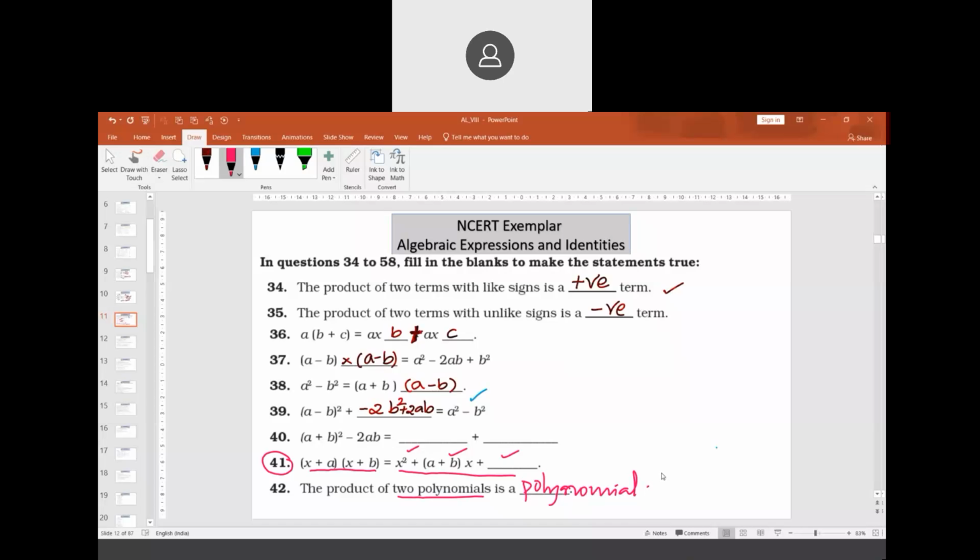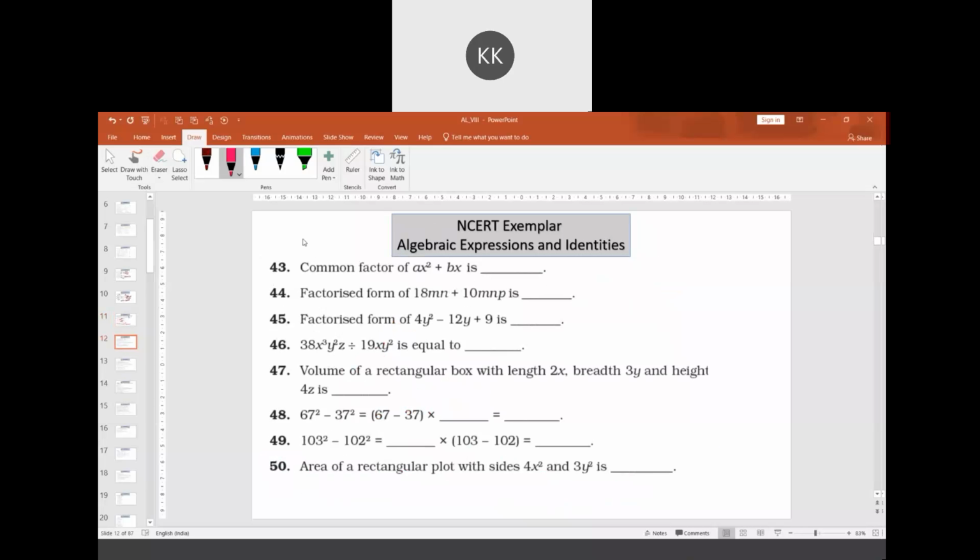The product of two polynomials is a polynomial. 43rd question. x is common. If you take the common factor x out, you'll be getting ax plus b. So x is a common factor. Very good.